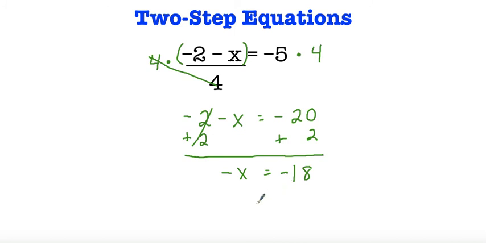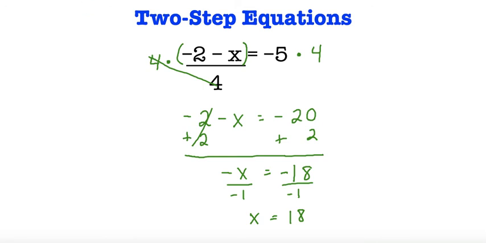So here I have negative x is equal to negative 18. And x is not by itself because there's a negative in front of it. So in order to get rid of that negative, we have to divide both sides by negative 1. So negative x divided by negative 1 is positive x, and negative 18 divided by negative 1 is positive 18. So x is equal to 18.